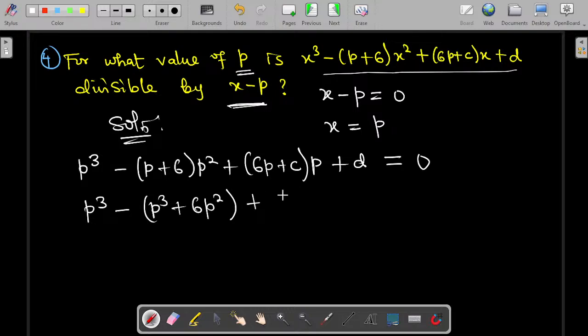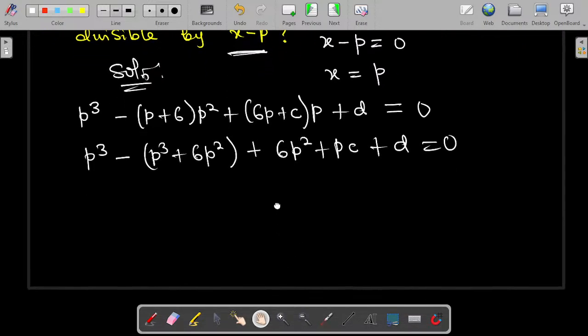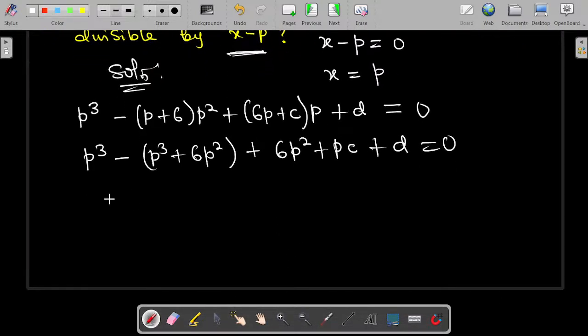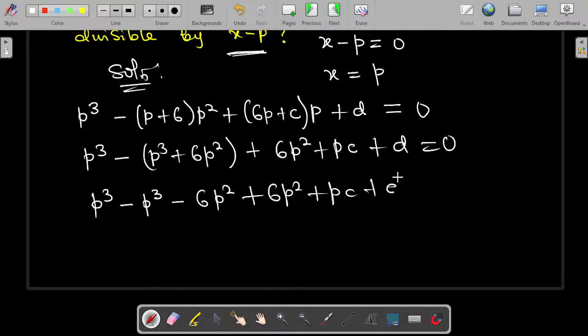So p into this will give us 6p squared. P times c will give us pc. Then plus d, everything should be equal to 0. Okay, so here now I'm going to have p cubed. If you now open with this minus times this, it will also be minus 6p squared, and then plus 6p squared plus pc plus d equal to 0.